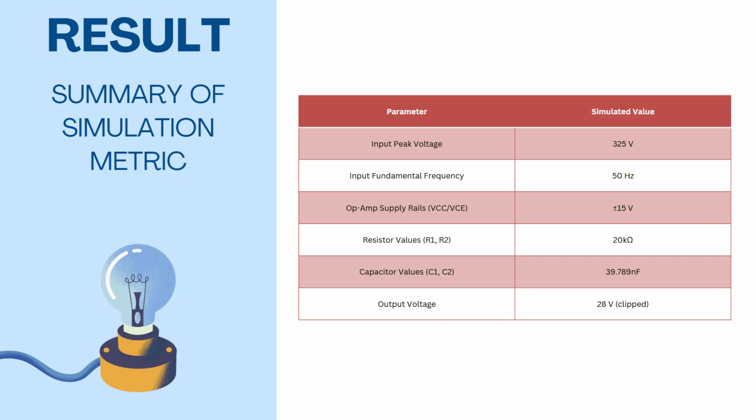First, the input peak voltage is 325 volts and the input fundamental frequency is 50 Hz, and the op-amp supply VCC or VEE is plus minus 15 volts, and resistor values R1 and R2 are 20 kilo-ohm, and the capacitor value is 39.789 nanofarad, and the output voltage is 28 volts peak to peak.